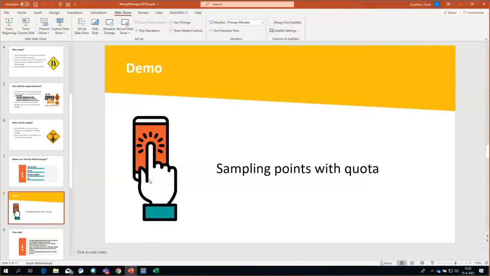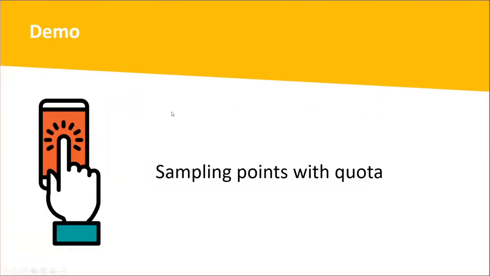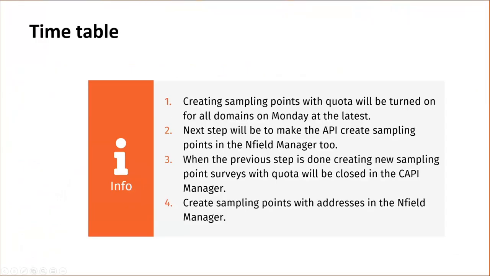So that was the demo. Let's take a look at the timetable. The first thing is creating the sample points with quota that will be turned on for all domains on Monday at the latest. Probably it has been turned on for your domain already, because as I said, we did a previous attempt at releasing this, and for most of the domains, this had been turned on at that point. But if this has not been turned on for your domain, it will be turned on Monday at the latest.